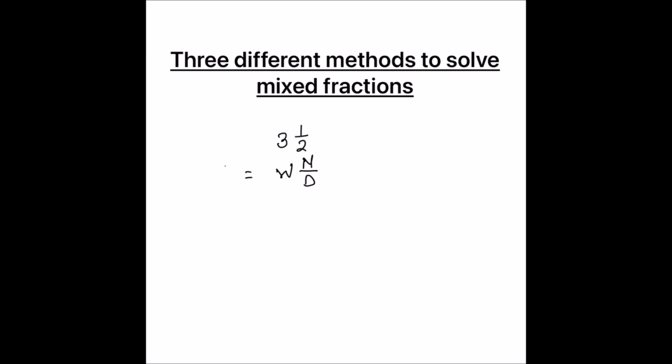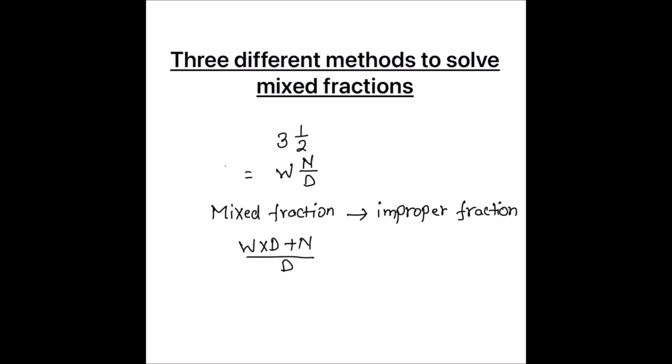To convert a mixed fraction into an improper fraction, we do whole number times denominator plus numerator, divided by the denominator. So here for this example it will be 3 times 2 plus 1 divided by 2, which equals 3 times 2 is 6, 6 plus 1 is 7, so that's 7 upon 2. So this is how we convert a mixed fraction into an improper fraction.